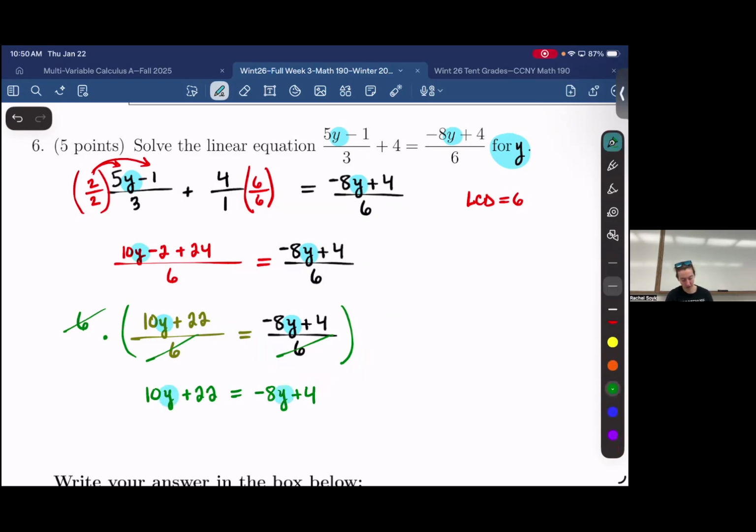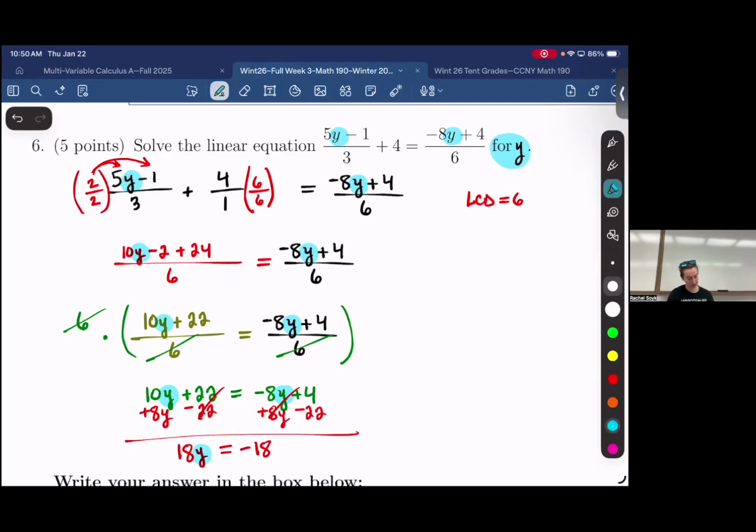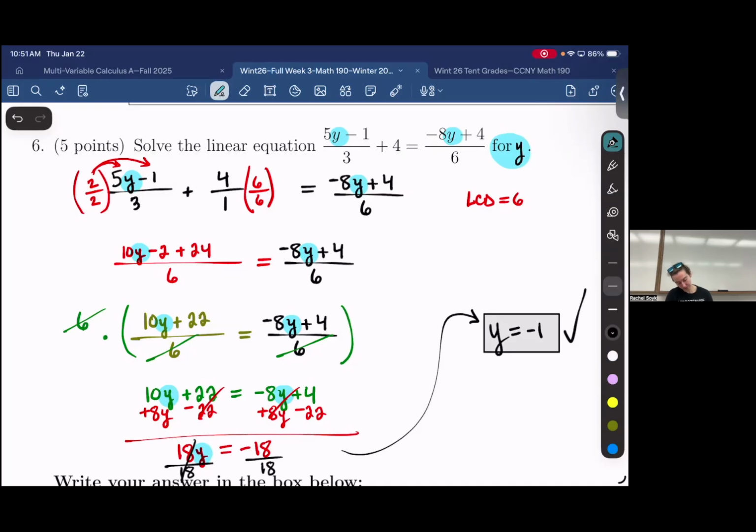Again, objective, get y all by itself. So we're going to combine some like terms. Let's add 8y to both sides. And then let's subtract 22 from both sides. So we're looking at 18y is equal to -18. And then last but not least, we can go ahead and divide both sides by 18 so that we get our y value to just be -1. And that's it.